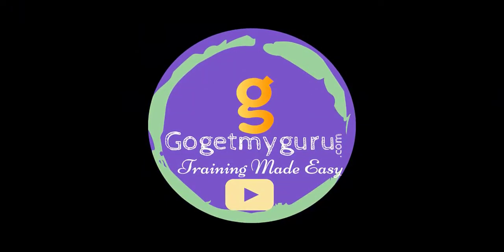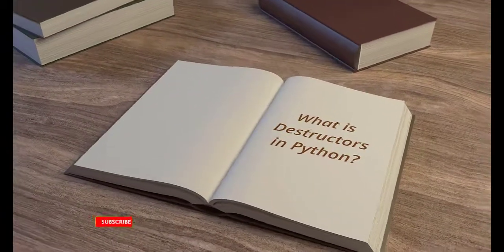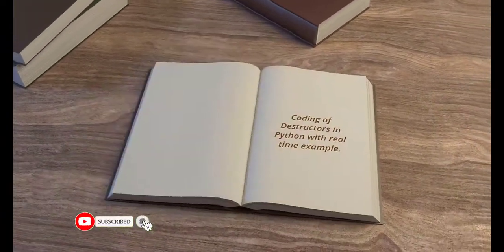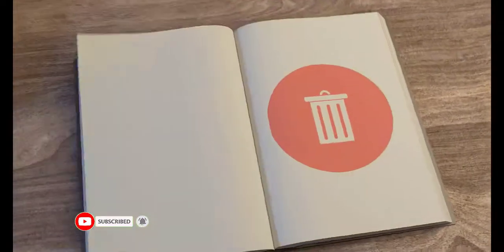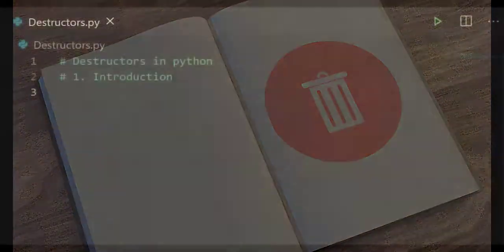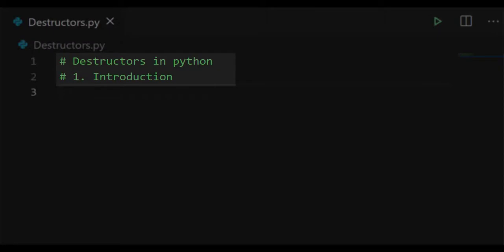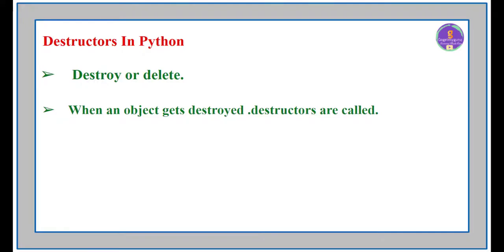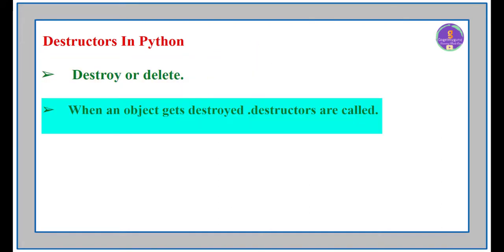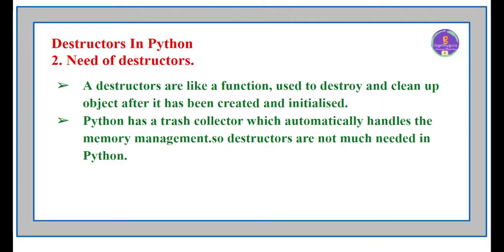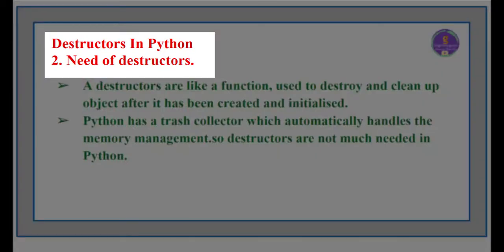Before proceeding with today's session, let's have a look at the agenda. First, let's get started with the introduction of destructors in Python. Generally, destructor means destroy or delete. When an object gets destroyed, destructors are called. And then the second one is the need of destructors in Python.